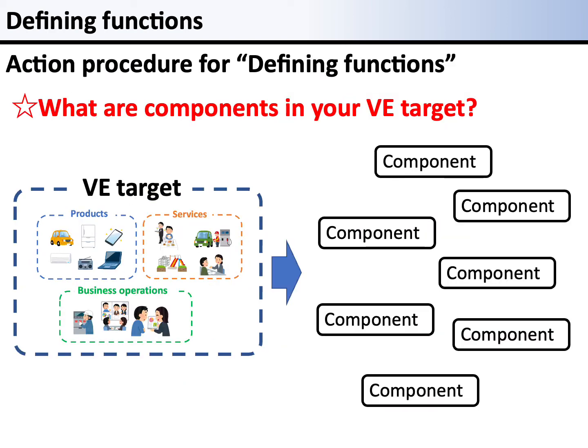In addition, products and services, which are recognized as VE target, are made up of multiple components. Then, in the subphase of defining functions, the components of a product or a service are identified to define the respective functions. You should first divide the VE target into components, such as parts, taking into account the scale and complexity of the target.